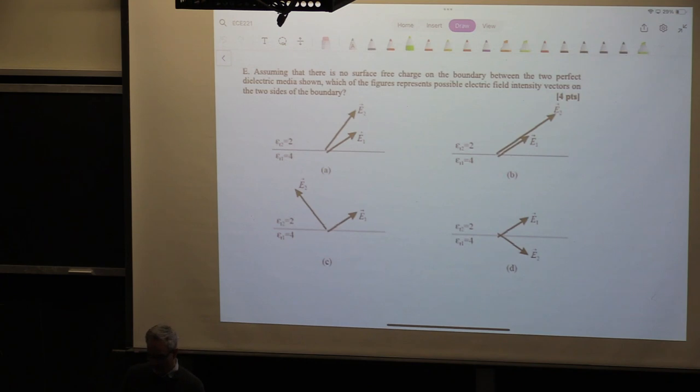So let me begin from the first one. The first one says that the two fields have the same tangential components, that E1t is equal to E2t. Indeed, this is the most important boundary condition that we learned in the course. The tangential electric field across a material interface remains continuous.